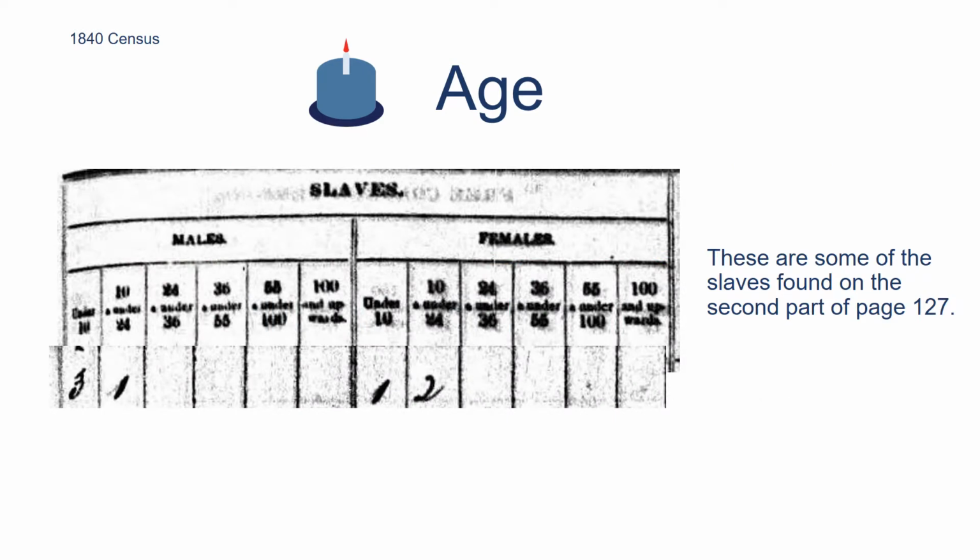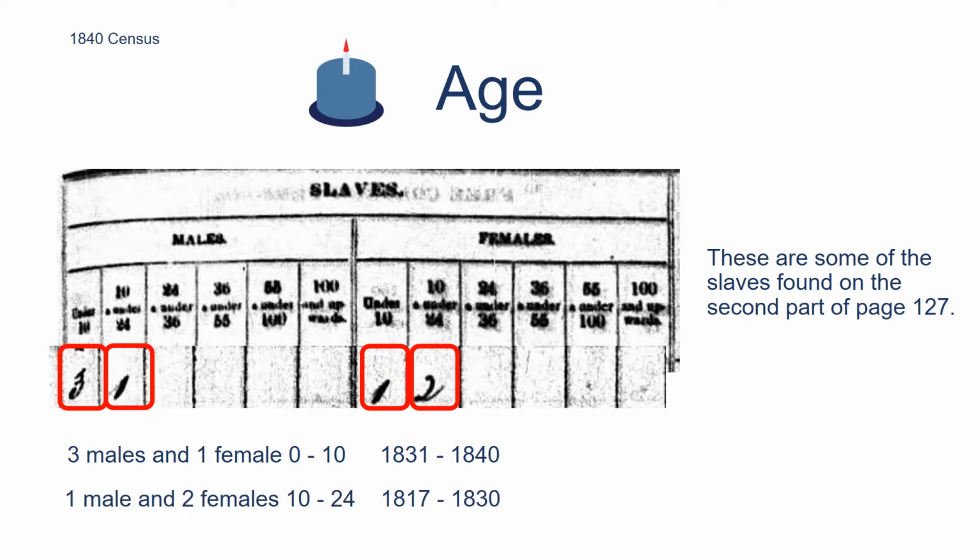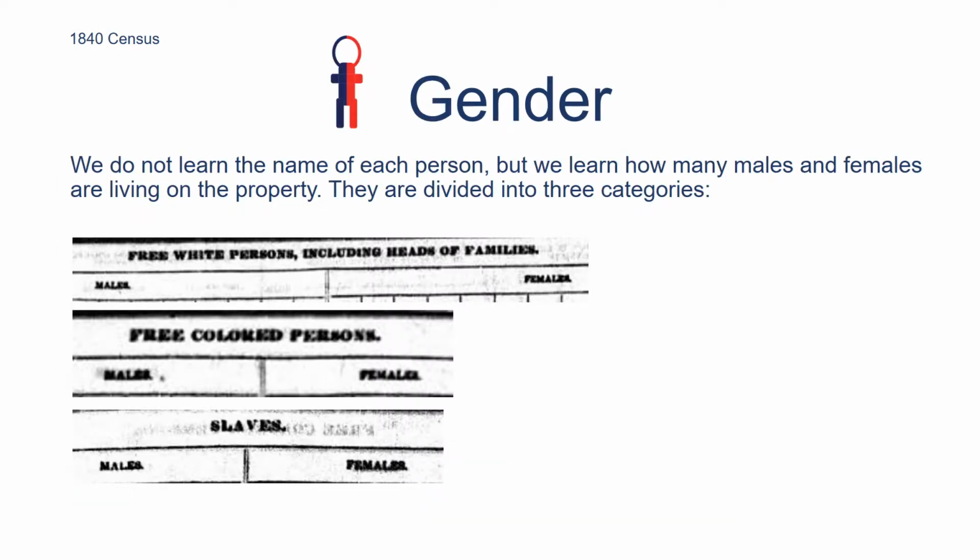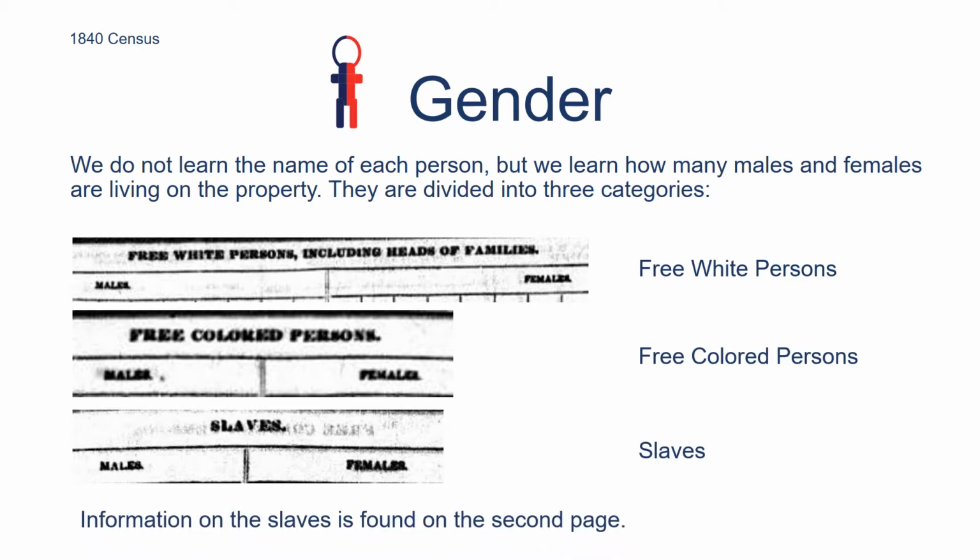These are some of the slaves found on the second part of page 127. 3 males and 1 female, 0 to 10, born 1831 to 1840. 1 male and 2 females, 10 to 24, born 1817 to 1830. Gender. We do not learn the name of each person, but we learn how many males and females are living on the property. They're divided into 3 categories: free white persons, free colored persons, slaves. Information on slaves is found on the second page.